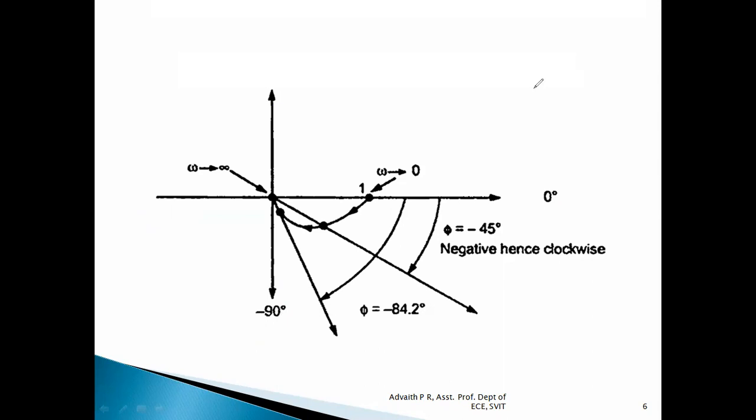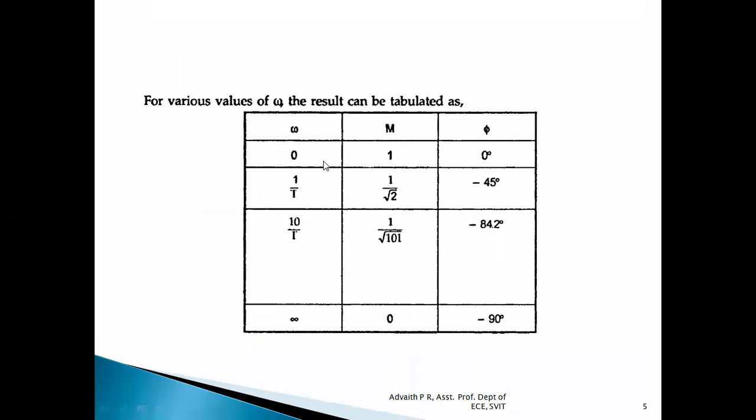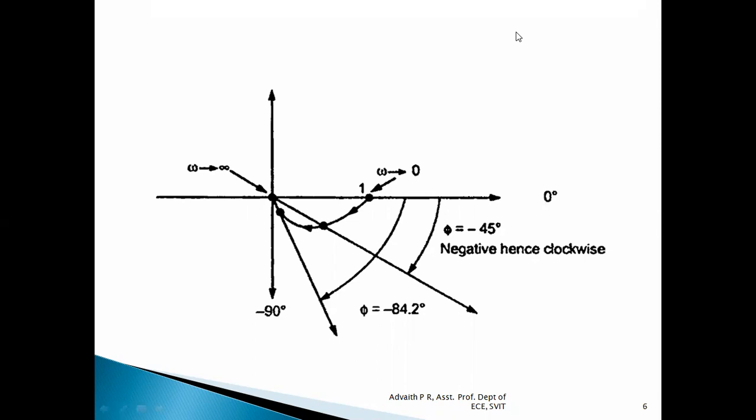According to the table which we have got, when omega is equal to 0, the magnitude is 1 and the phase angle is 0 degrees. So exactly at 0 degrees, the magnitude is 1, and that is for omega is equal to 0. This is the first point which we are plotting, on the 0 degrees line.